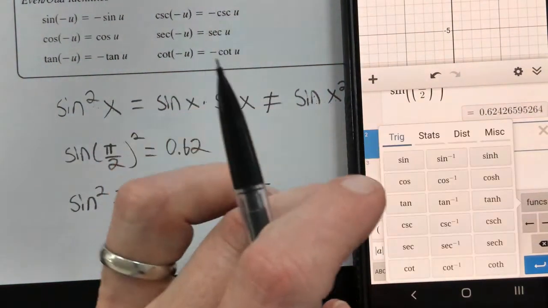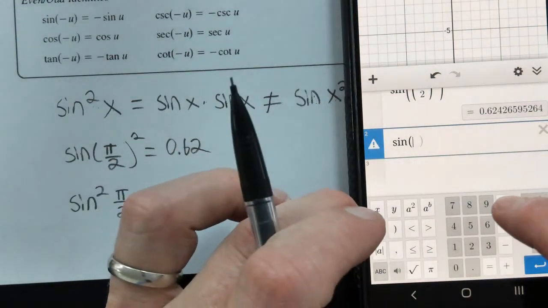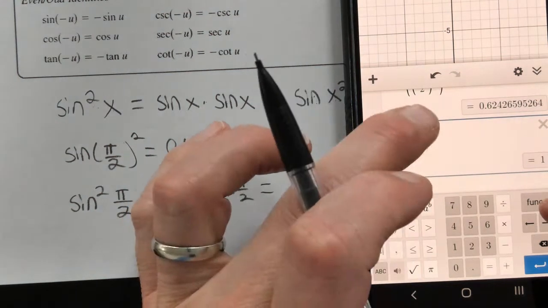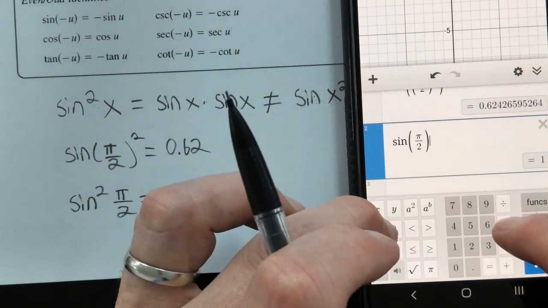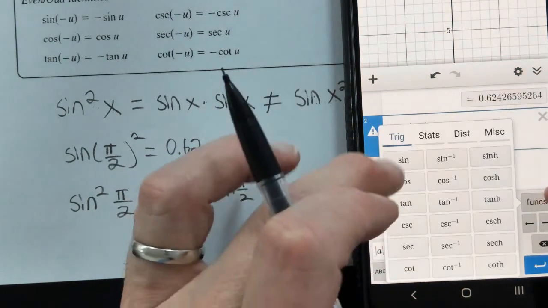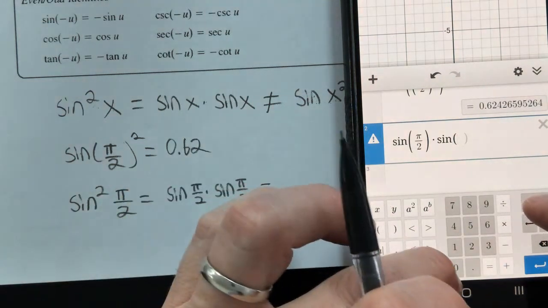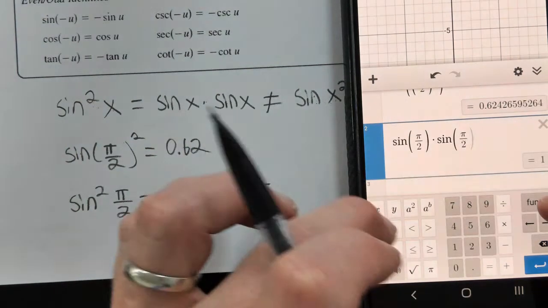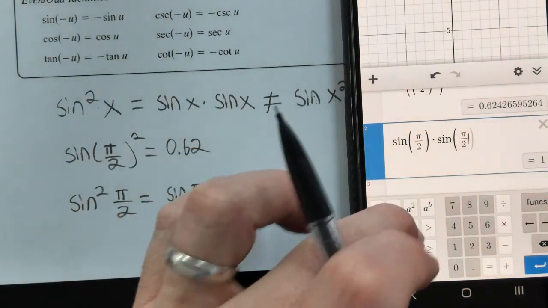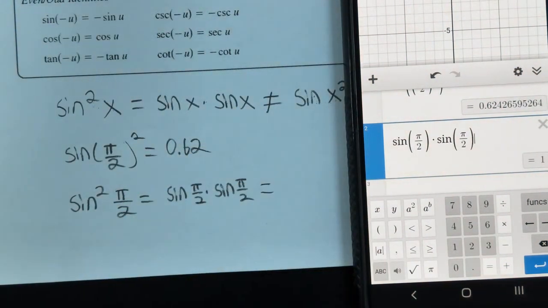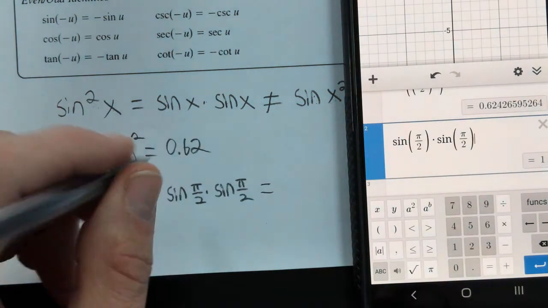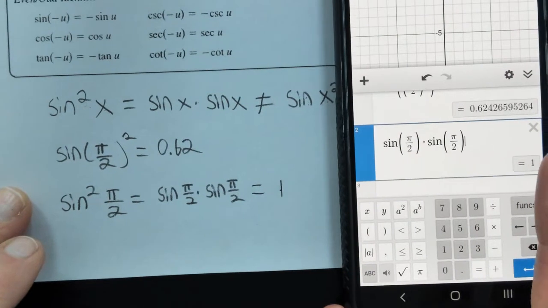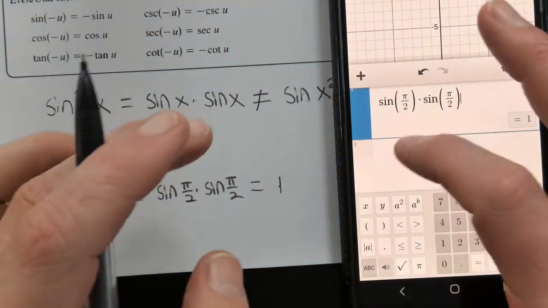So if I go sine of pi over 2 times the sine of pi over 2, I don't get the same value. That's equal to 1. So notice they are not the same value, so they are not equal to each other.